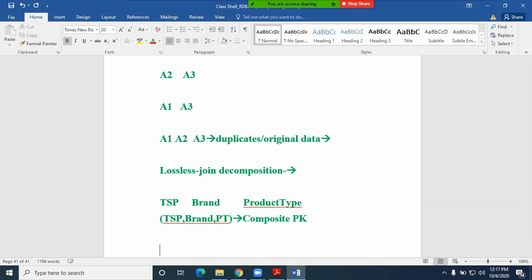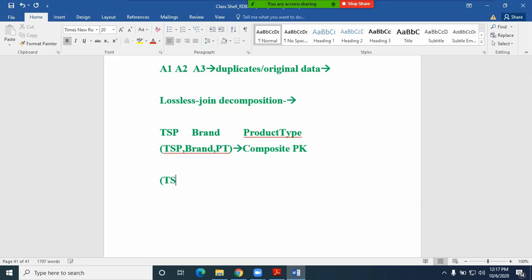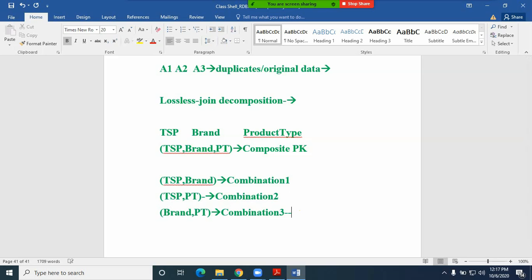Now, sometimes the first combination is the traveling salesperson and the brand information. This is combination 1. And sometimes I want to get the traveling salesperson along with the product type he is selling, that is combination 2. Sometimes, friends, some company wants to manage which brands are related to which product types. This is combination 3. This is nothing but the projection, friends, actually projection.